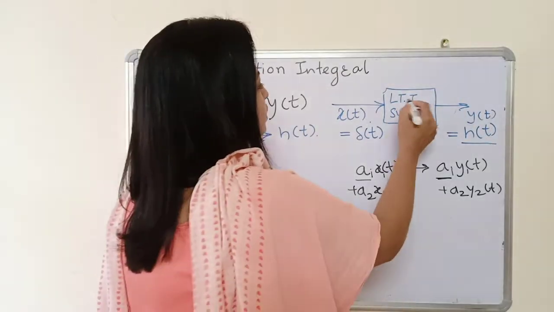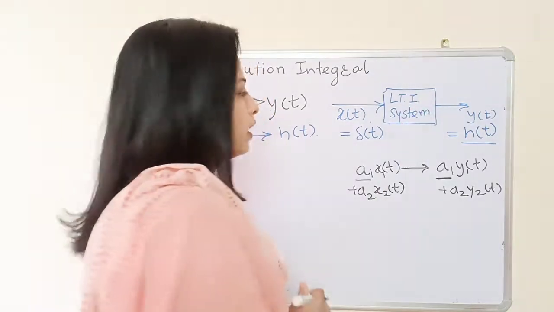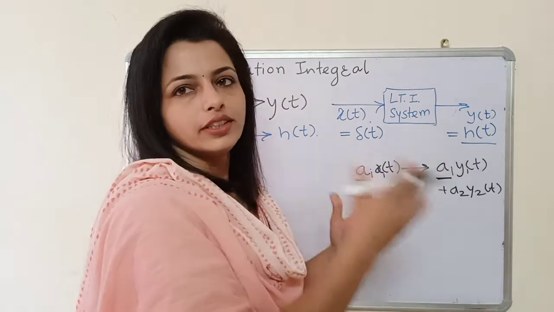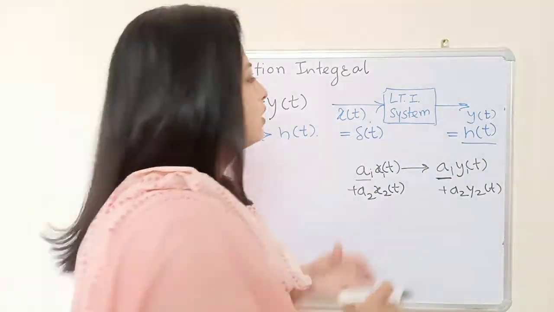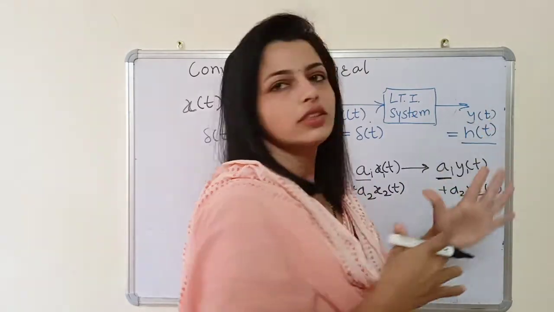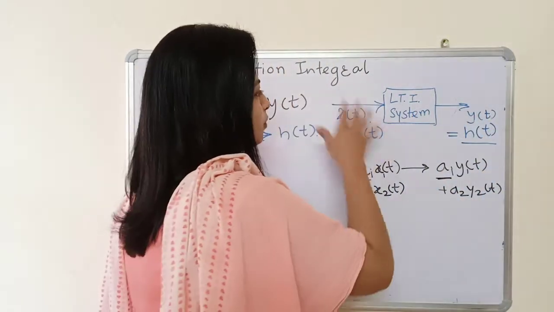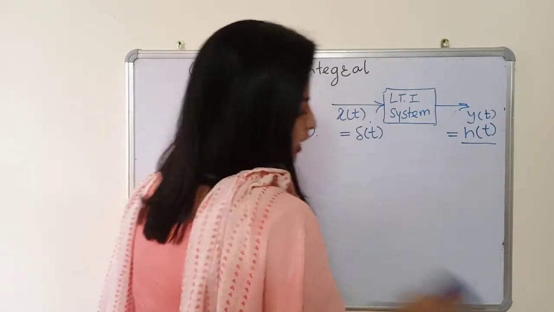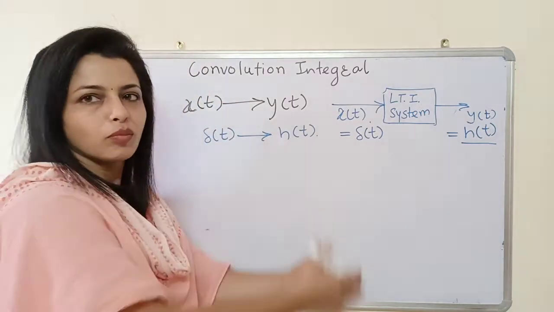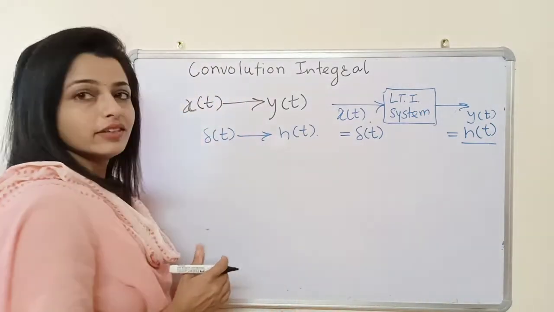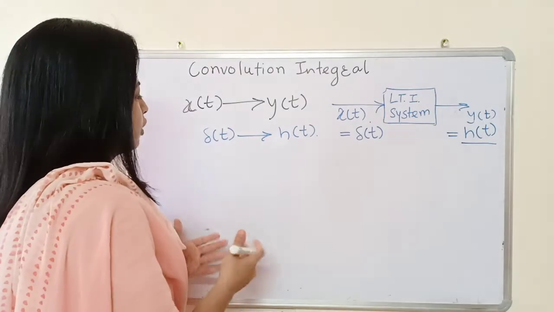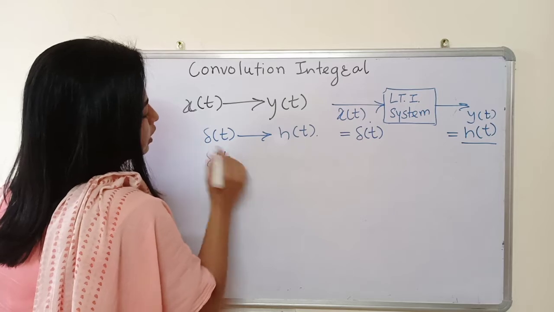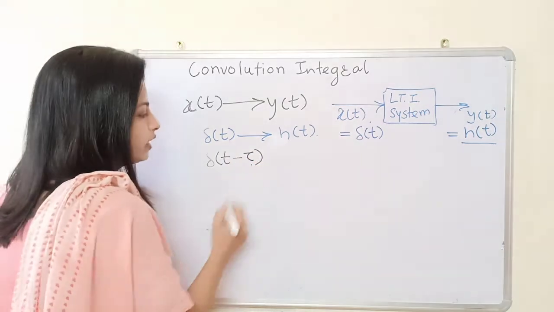And what is a time invariant system? If I give a delayed input x of t minus some constant t0, then at the output I will get y of t minus t0. This is time invariance. We are going to use these two properties. Because the system is LTI, we will apply these properties to this input and check what happens. Firstly, we'll delay this: del of t minus tau, a delay of tau.